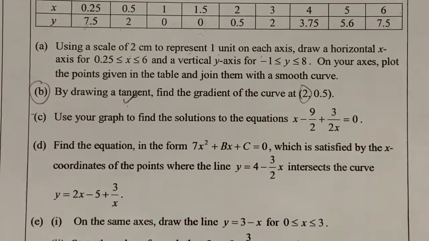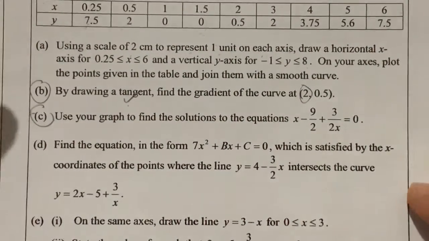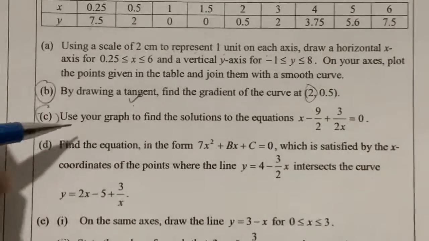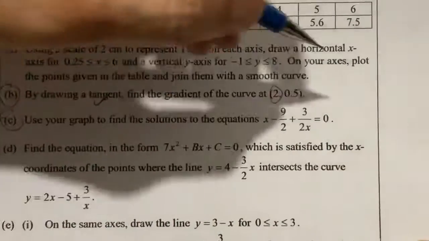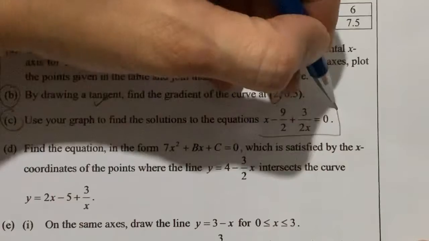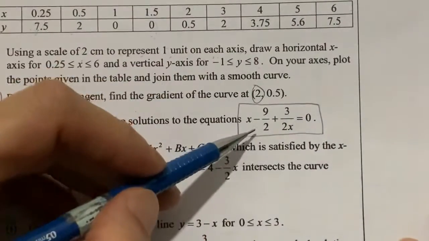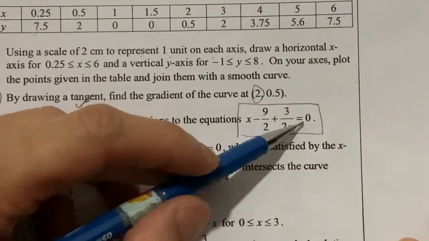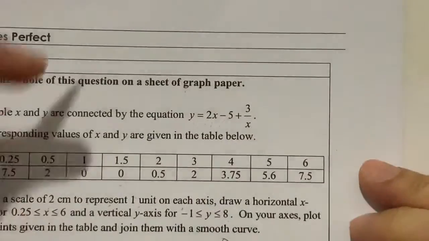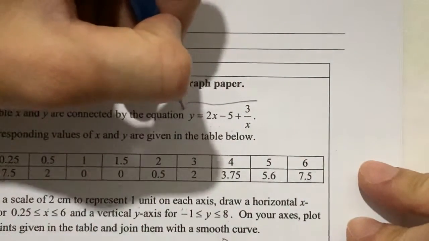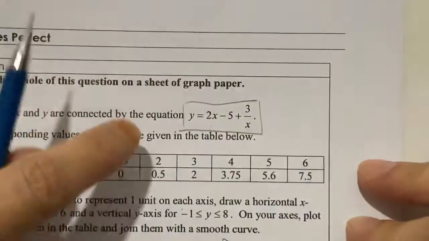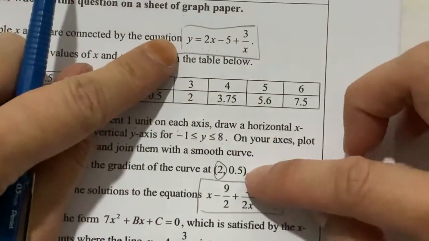Okay, for part C, we will look at the question here. Use your graph to find the solutions to this equation. Okay, so this is the equation that is given. x minus 9 over 2 plus 3 over 2x equals 0. So if you look at the equation of the curve that we have, they don't look the same.